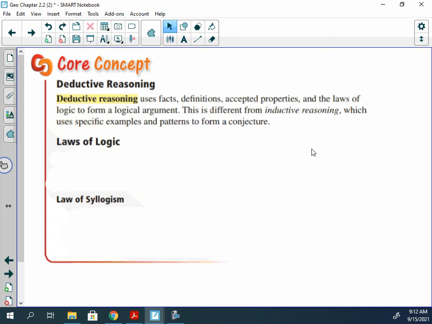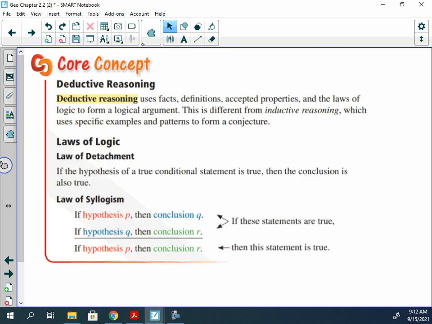Now, the two laws of logic that we'll look at are these two here. Law of detachment and law of syllogism. Now, the law of detachment states if the hypothesis of a true conditional statement is true, then the conclusion is also true. So if the hypothesis is true, then the conclusion must be true also.